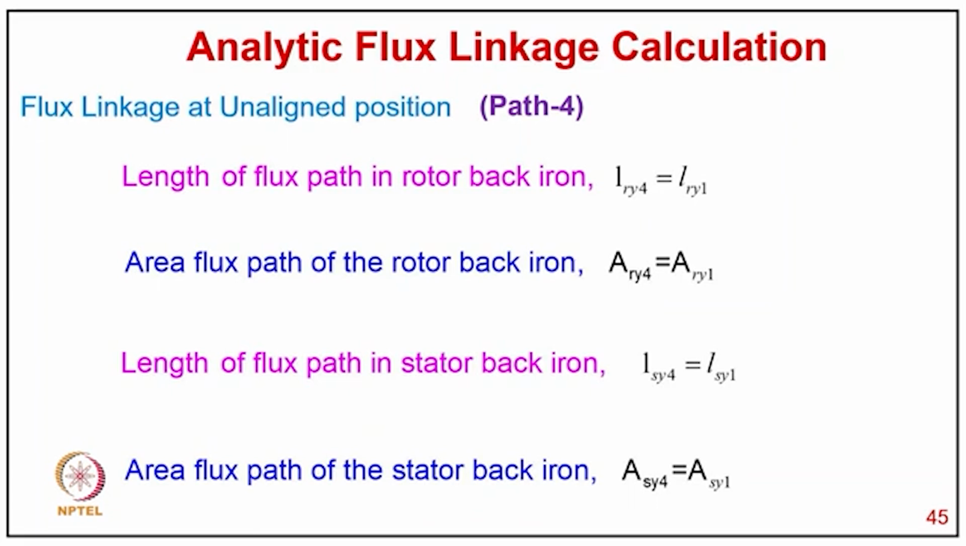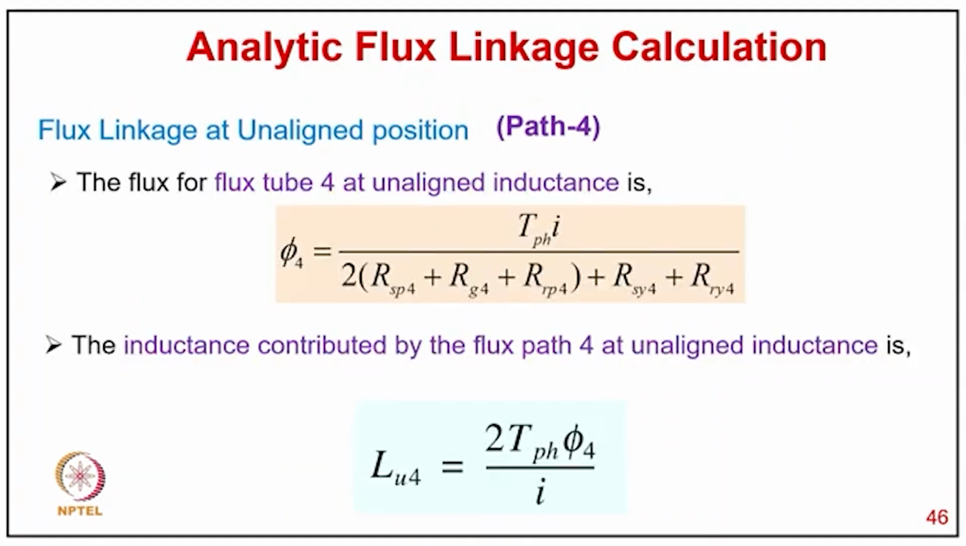And now the length of the flux path in rotor back iron LR4 equal to LR1, and the area of the flux path in rotor back iron AR4 equal to AR1, and the length of the flux path in stator back iron is LS4 equal to LS1, and the area of flux path in stator back iron AS4 equal to AS1. Now the flux for flux tube 4 at unaligned position is phi 4 equal to (T phi) divided by 2 into bracket (RS4 plus RG4 plus RSP4 plus RRP4 plus RY4). The inductance contributed by flux path 4 at unaligned condition is LU4 equal to 2 T phi 4 upon I.